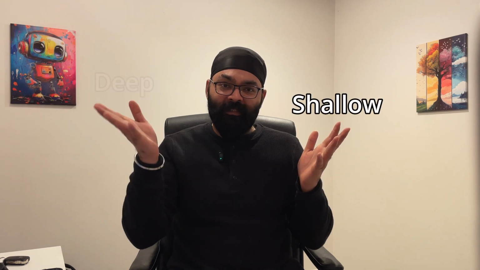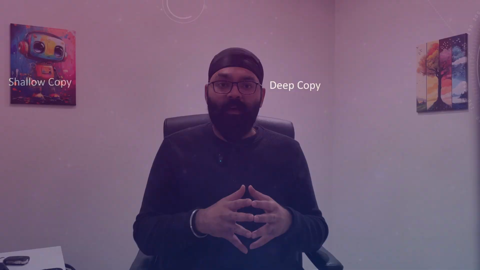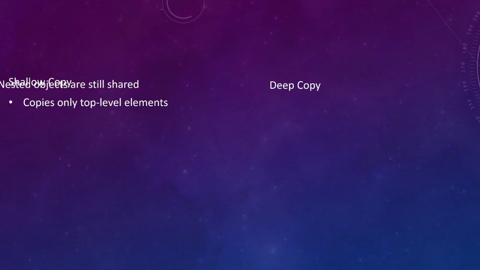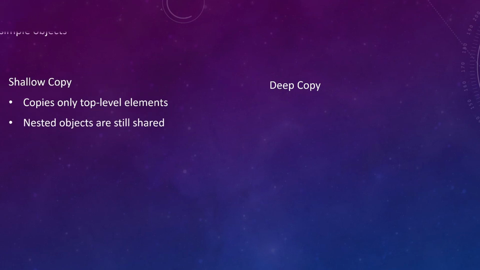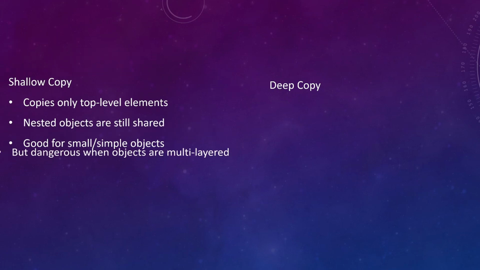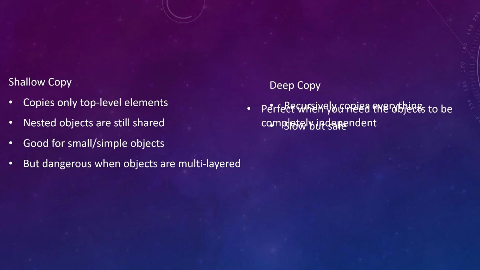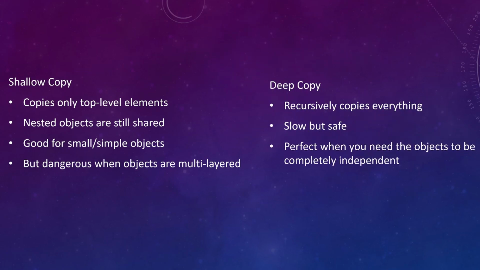But before cloning becomes your best friend, you need to understand shallow versus deep copies. Shallow copy: it copies only top-level elements. Nested objects are still shared. It's good for small, simple objects, and it's potentially dangerous when the objects are multi-layered. Deep copy: it recursively copies everything. It's slow but safe, and it's perfect when an object must be completely independent.